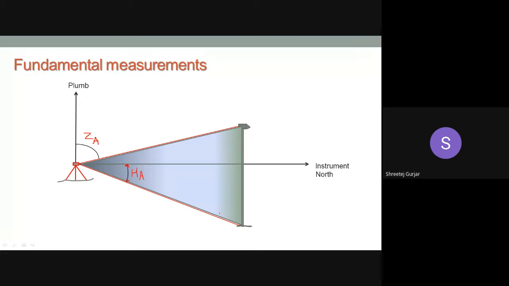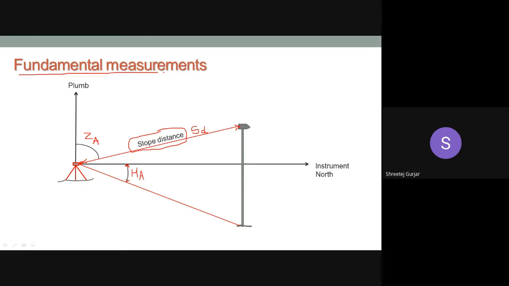And then coming to one more, the slope distance is measured, which we usually mark as S or SD. Slope distance is the distance from your total station to your reflector. This particular slope distance is an inclined distance, not the horizontal distance. So these three are called the fundamental measurements: the horizontal angle, the zenith angle, and the slope distance.